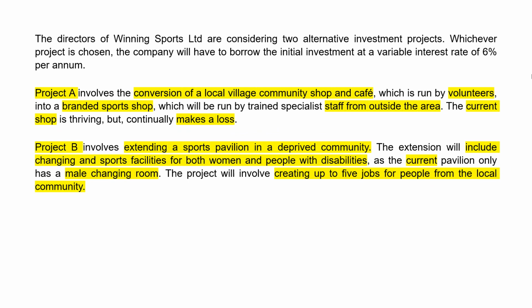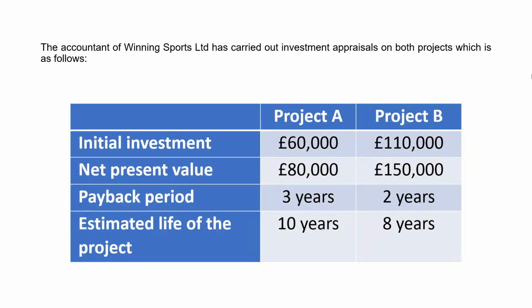Now, I've highlighted in yellow some important points in these two projects. Now, the accountant of Winning Sports Limited has carried out investment appraisals on both projects, which is as follows. So we do not need to do the calculations here, they've all been done for us. The initial investment for Project A is £60,000 and Project B is £110,000. So straight away we can see that Project B is £50,000 more for initial investment than Project A. Now we'll get to that in a few moments later on. The net present value for Project A is £80,000, whereas Project B is £150,000. So again, Project B has got a greater net present value than Project A of £70,000.